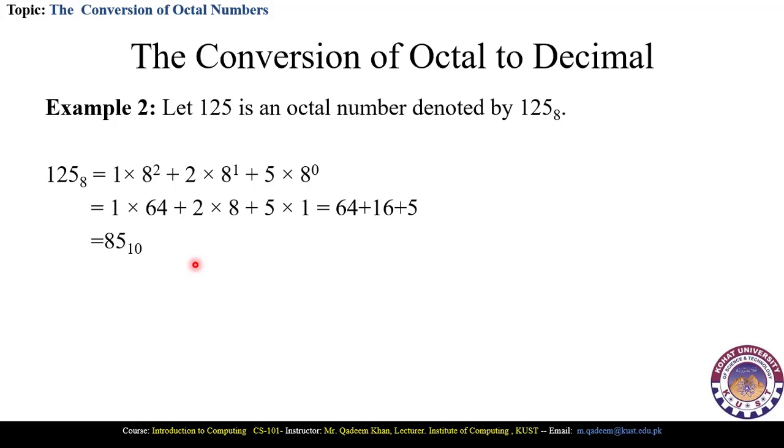So this is an example which converts octal to the decimal number system. You can also expect such questions in exam papers where you have to convert an octal number to decimal, and remember that you have to convert it step by step. If you convert 125 to the base 8 directly to 85 to the base 10, you will not get any marks here. So you need to perform all these arithmetic steps, then you will get good marks.